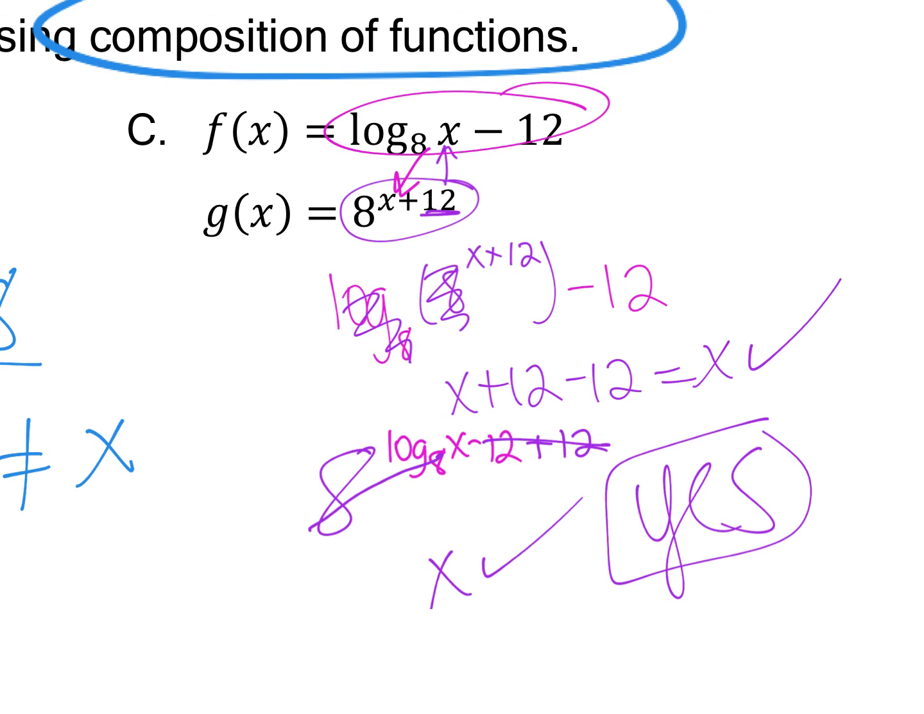So that's using composite functions, just taking one function, substituting it in for x on the other function. They both have to equal x if they are, in fact, inverses of each other. Okay, let me know if you have any questions on inverses dealing with exponential and logarithmic functions.